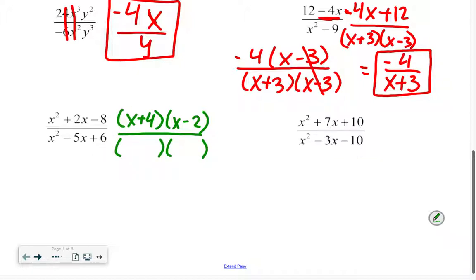Yeah, 3 and 2, both positive, both negative, mixed? Both negative. x minus 3, x minus 2. -3 times -2 gets me a plus 6. -3 and -2 gets me -5. What happens? My 2's cancel. What am I left with?